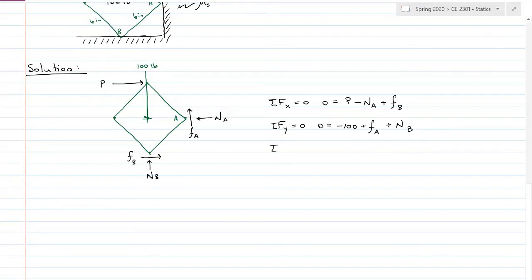I'm going to sum moments about B. Counterclockwise is added to the equation. B is down here at the bottom. So 0 is equal to, all right, if this is 6 inches, that means this distance is 6 divided by the square root of 2 inches, as is this, and as is this.